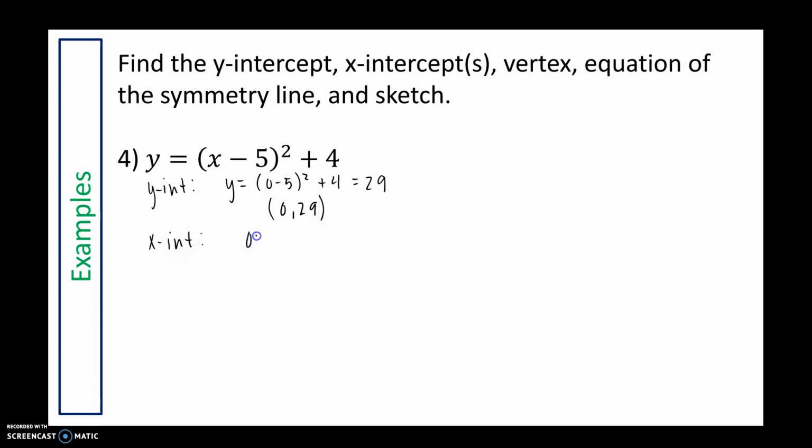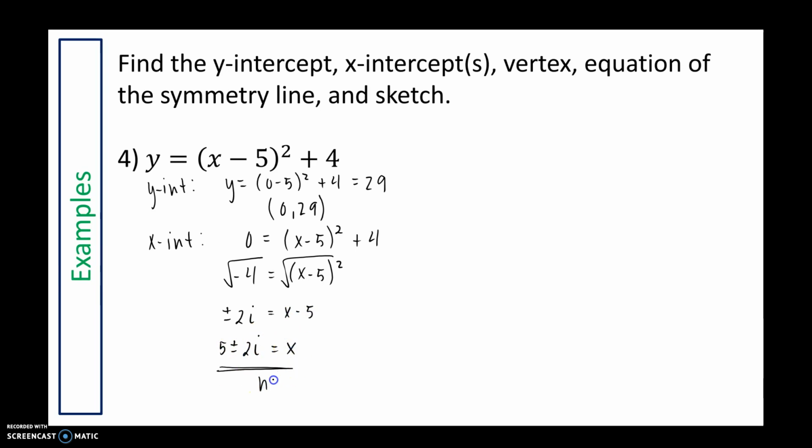For my x-intercept, now I set y equal to 0. Subtract 4 from both sides because it's already in a form that's easy to solve. Now when I take the square root of both sides, notice that my discriminant, my root there, is imaginary. Okay, adding 5. So what does this tell me? I have no x-intercepts. Okay, and that'll make sense when we get to the sketch.